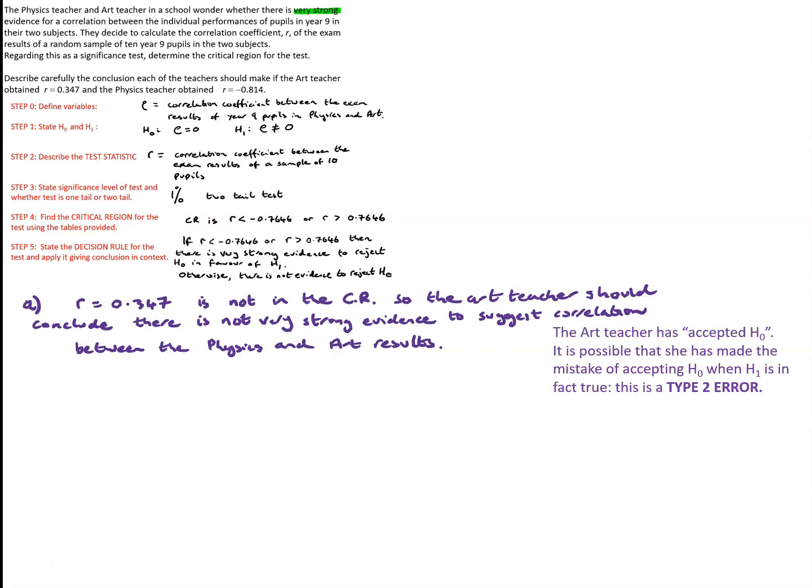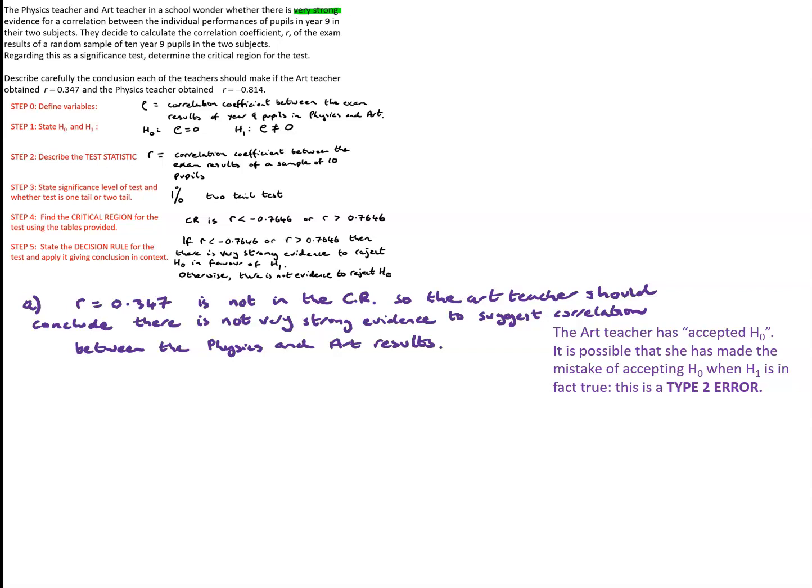Now it's possible that the alternative hypothesis may in fact be true. So she may have made the mistake of accepting the null hypothesis when the alternative hypothesis is in fact true. So it's possible that the art teacher has made a type 2 error.